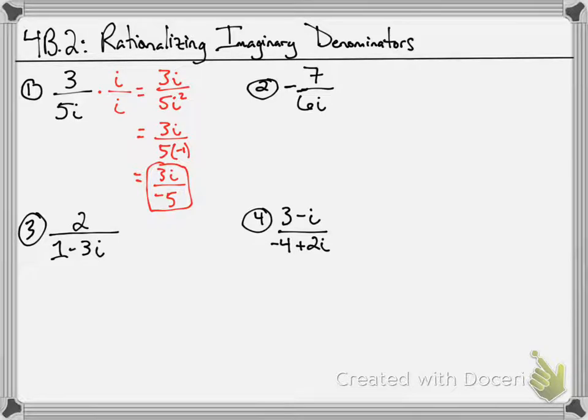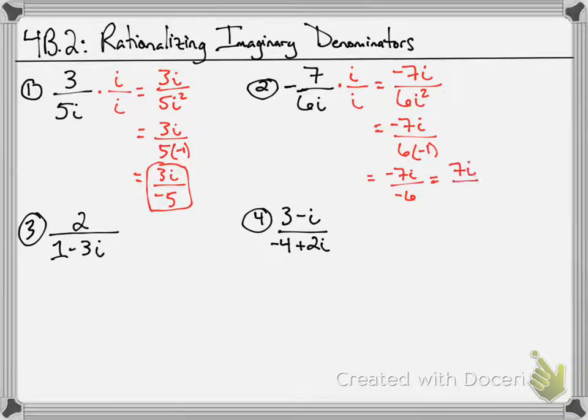Second example, exact same idea. I have negative 7 over 6i. I'm going to do the exact same thing. I just have that one term in the bottom. Let's get rid of the i by multiplying by i over i. So I'll have at the top negative 7i over 6i squared. Again, anywhere I see an i squared, I'm going to replace with a negative 1. So I'm going to have negative 7i over negative 6. In this case, I have a double negative, one on top of the other, so they'll cancel out, which leaves me with a positive 7i over 6.